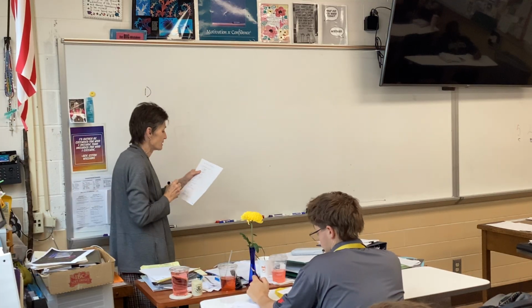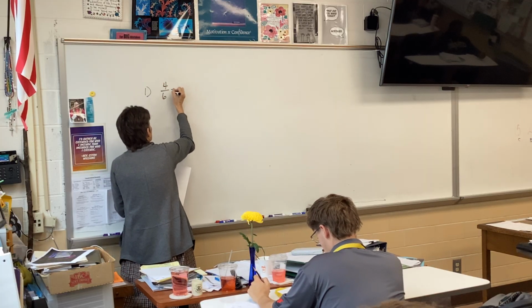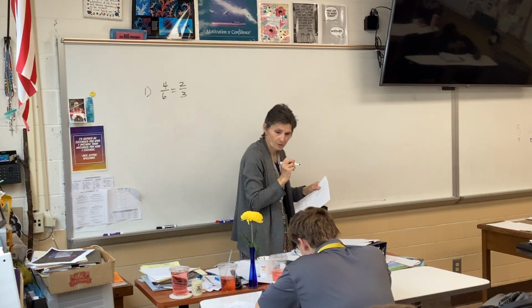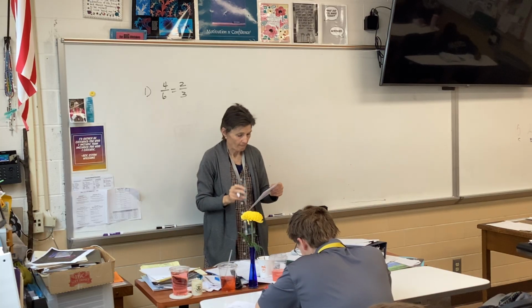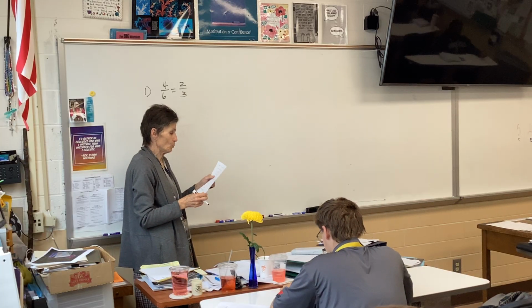Where is the horizontal asymptote? 4/6. So it's 2/3. So the limit is 2/3. You just write equals 2/3. Now, what about number 2?